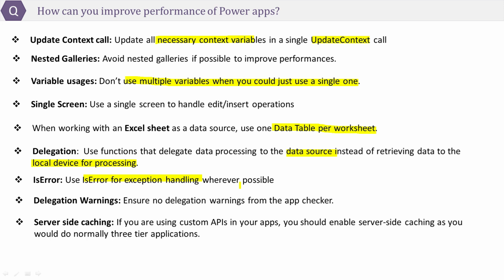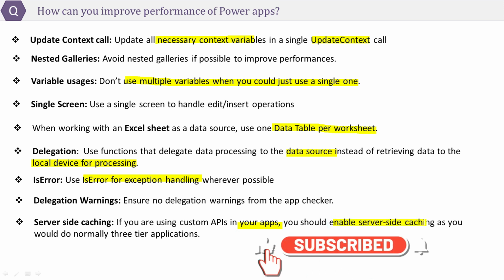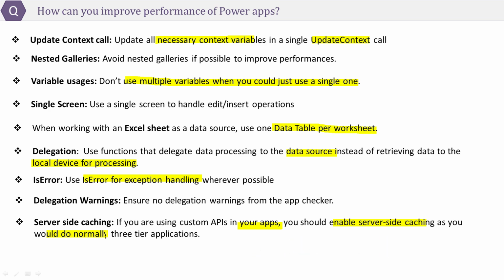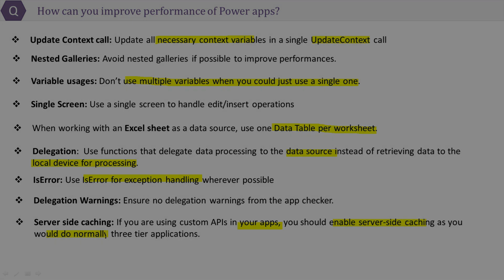Next point is server-side caching. So in case you are using a custom API in your apps, you should enable server-side caching to improve the performance of your app. So all these points should be taken care of when you have to improve the performance of Power Apps.